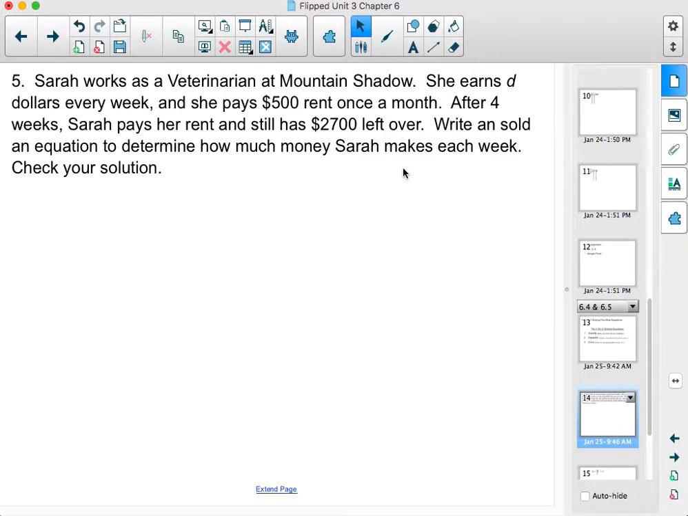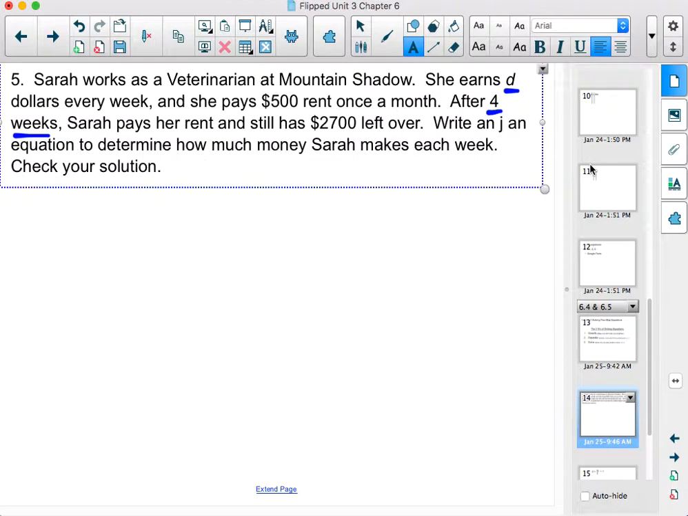This is number 5 on page 5. It says Sarah works as a veterinarian at Mountain Shadow. She earns D dollars every week, and she pays $500 rent once a month. After 4 weeks, Sarah pays her rent, so 4 weeks go by. She pays her rent, and she still has $2,700 left over. We want to write and solve.